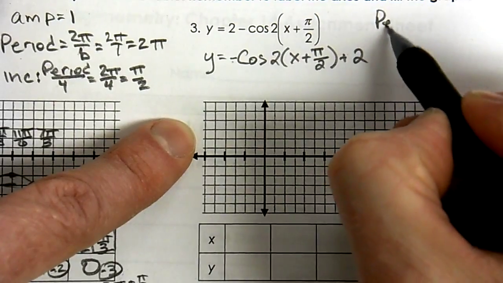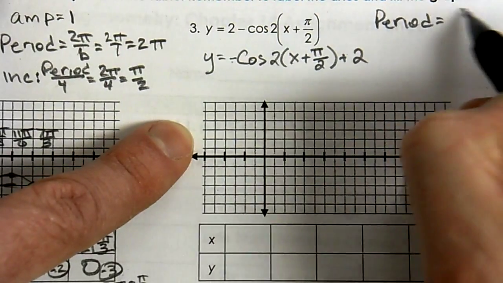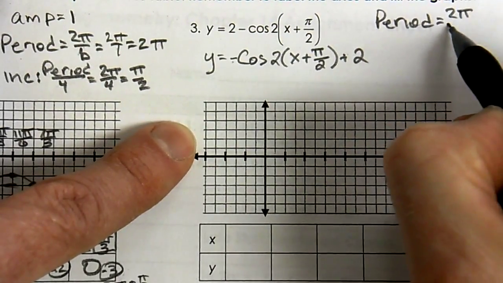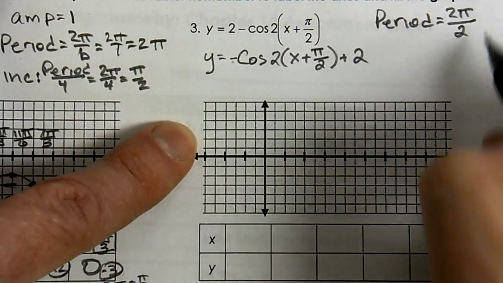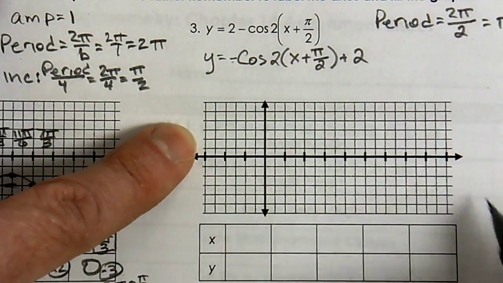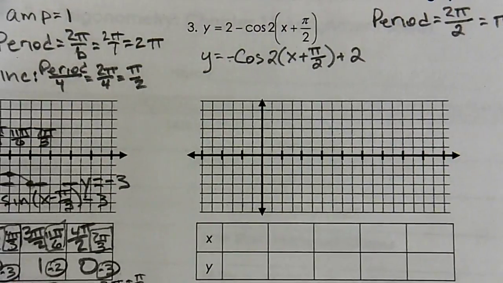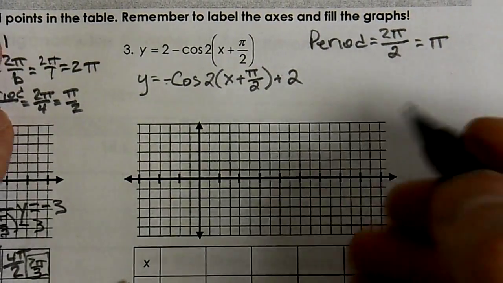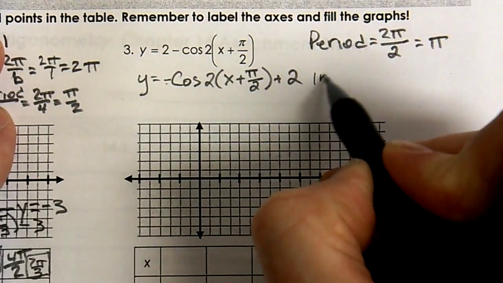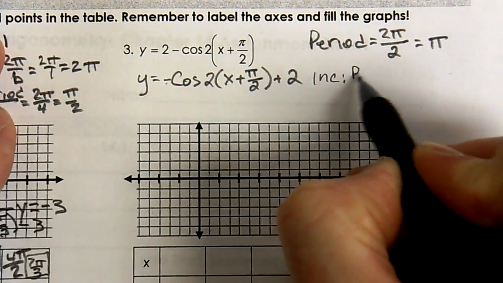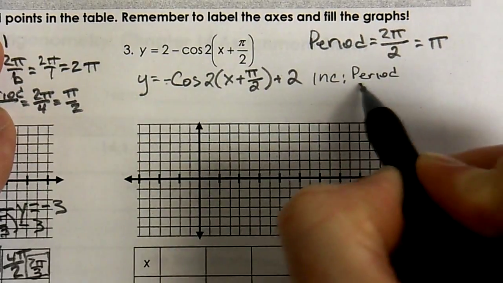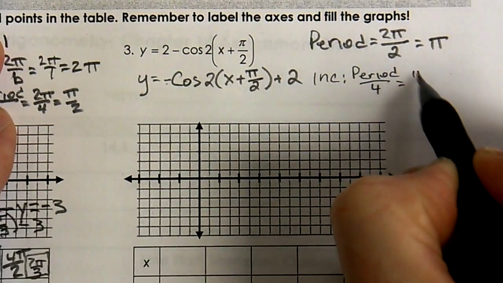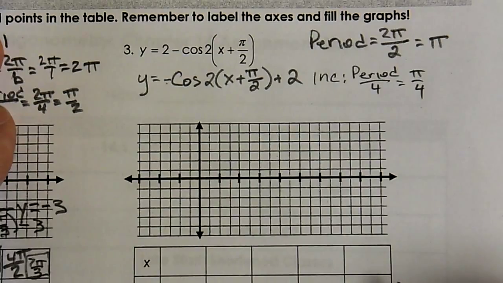So we're going to look at the period, 2 pi divided by b, and our b value is 2. So we get pi. The increment is the period divided by 4, so that's pi over 4.